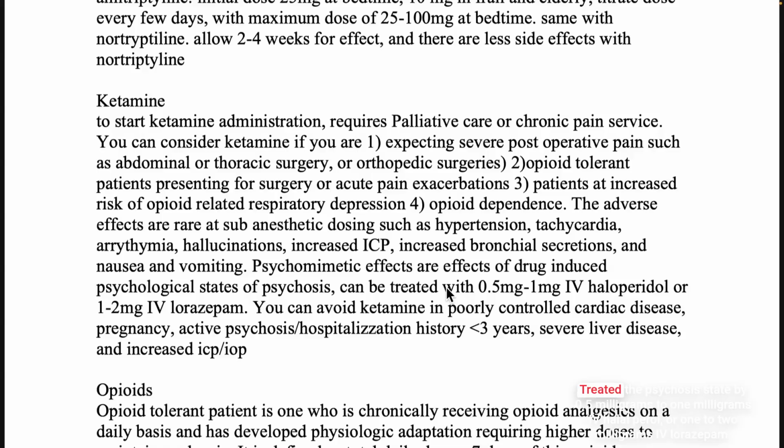This psychosis state can be treated with 0.5 to 1 milligram IV haloperidol or 1 to 2 milligrams IV lorazepam. You can avoid ketamine if they have poorly controlled cardiac disease, pregnancy, any active psychosis or hospitalization history in the last 3 years, any severe liver disease, and any increased intracranial pressure or intraocular pressure. I think this hospitalization history refers to psychiatric hospitalizations.